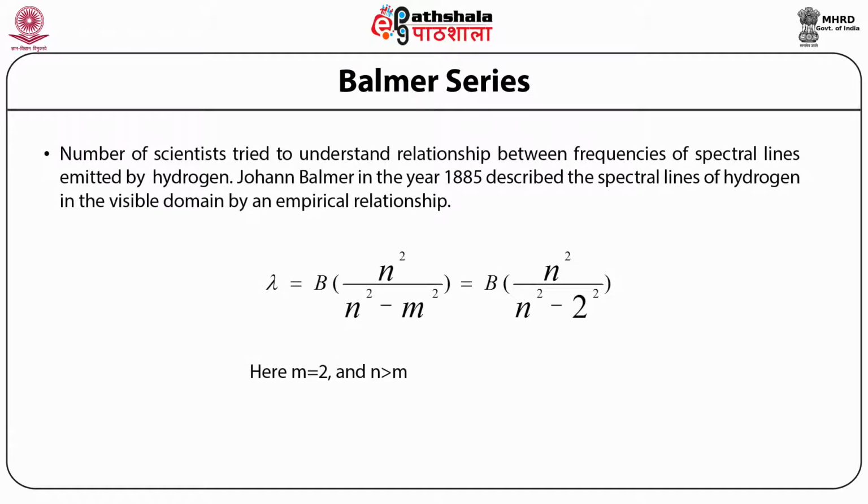A number of scientists tried to understand the relationship between the frequencies of different spectral lines emitted by the hydrogen atom. First in this list was Johann Balmer. In the year 1885, he described spectral lines of hydrogen in the visible domain by a simple empirical relationship given below. Here, m is equal to 2 and n has to be always greater than m.